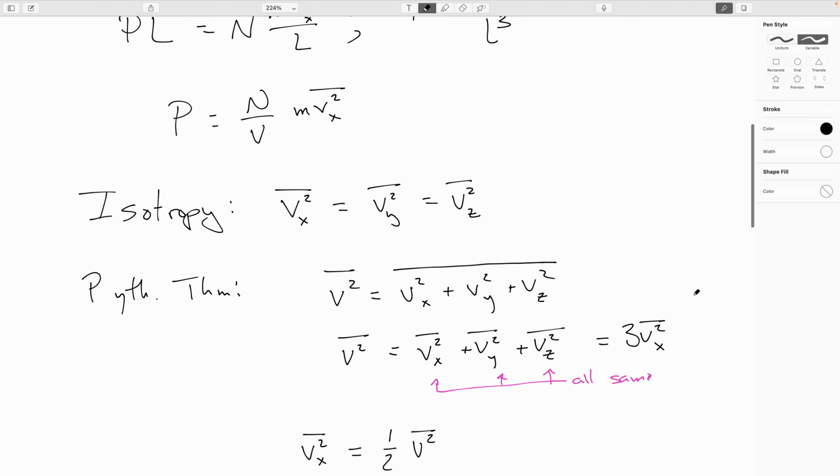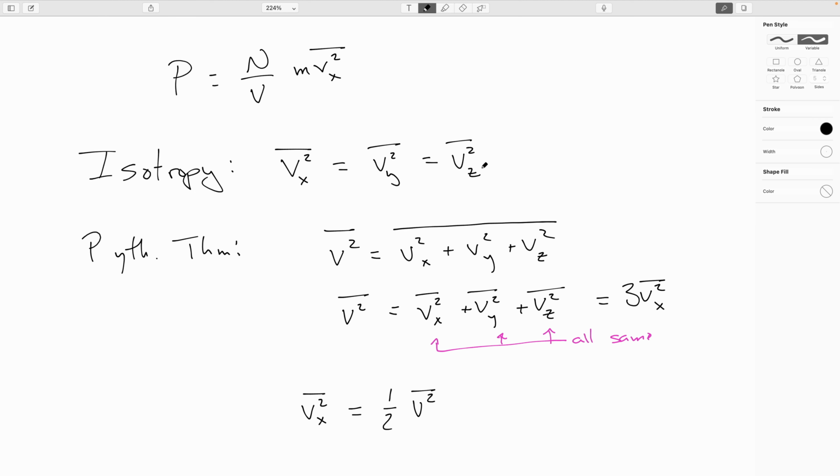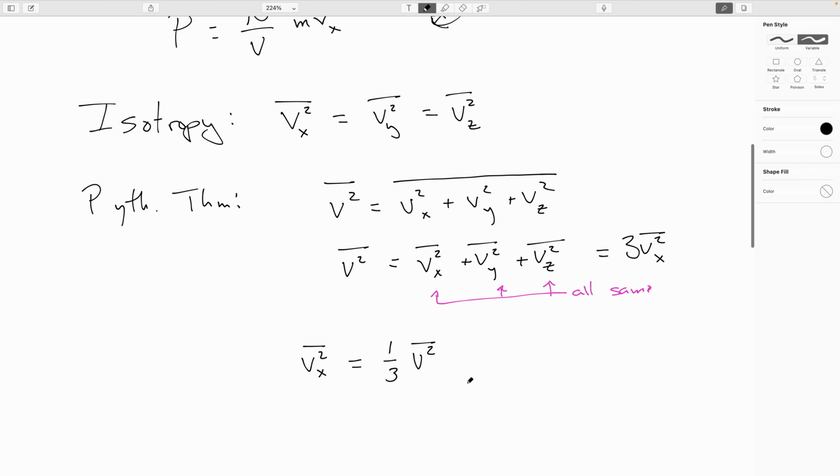All right, so going back to here, let's just call this star for a moment. So we were at the point where we said that the pressure was equal to the number density times the mass times the average value of vx squared. But the average value of vx squared is not 1/2, it's 1/3 of the average value of the square of the speed. So we're going to put that in.